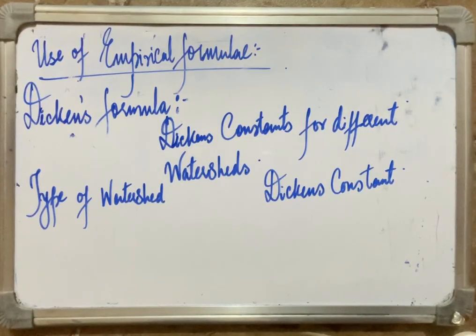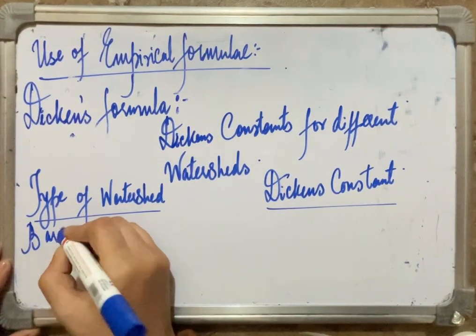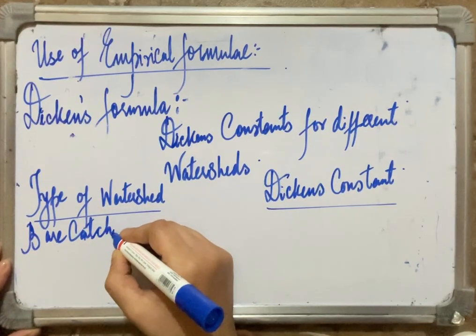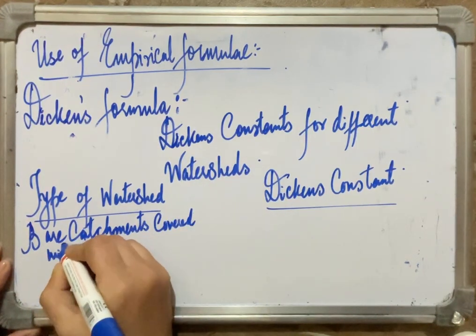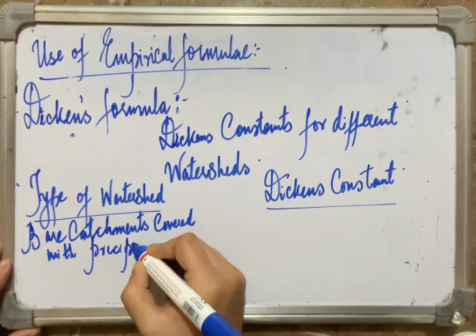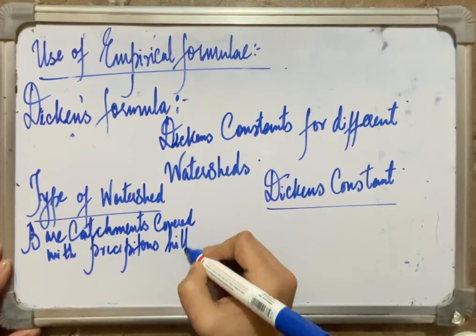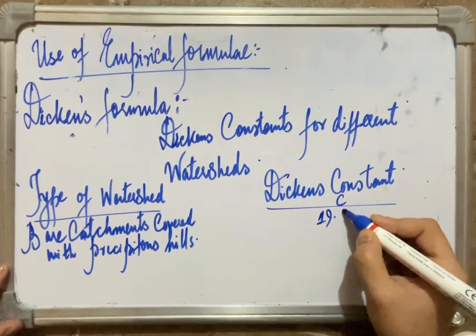Since initially it was only applicable to the regions of central and north India, to make it applicable to different parts of India we have certain constants for different watersheds, and I'll write it and you go on noting. First one, bare catchments covered with precipitous hills. Dickens constant C varies from 19.6 to 28.0.